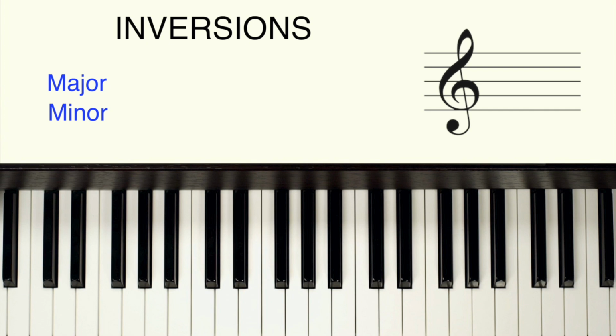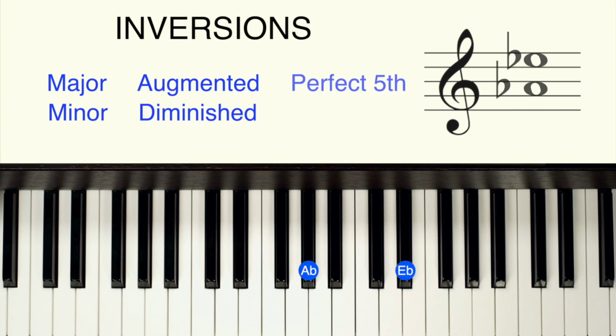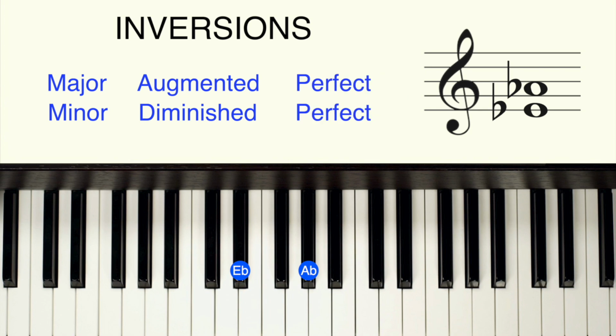What about augmented intervals? Here's an augmented fourth, F up to B, it's 6 half steps. Flip it over, F down to B, and you now have a diminished fifth. So augmented and diminished intervals invert into each other. And last, perfect intervals. Here's a perfect fifth, A flat up to E flat. Flip it and you have A flat down to E flat. This is a perfect fourth. So perfect intervals invert into perfect intervals.